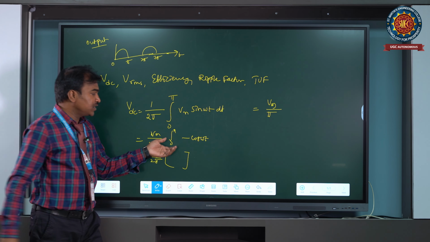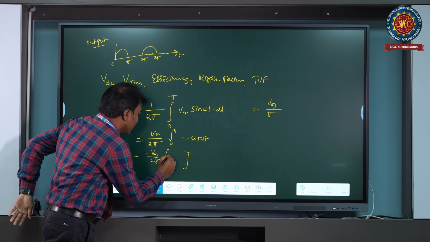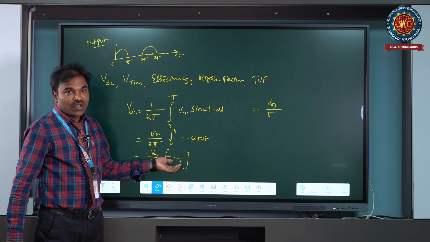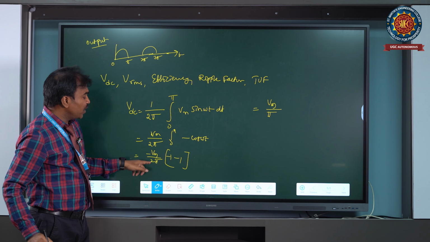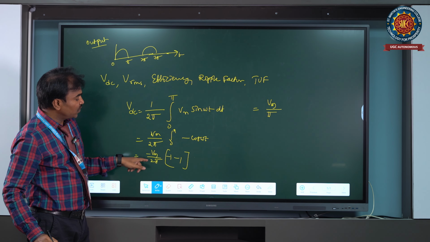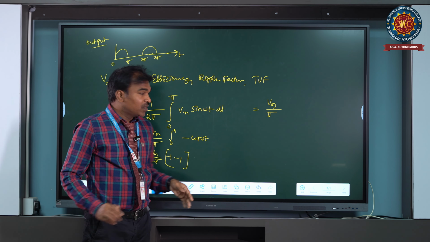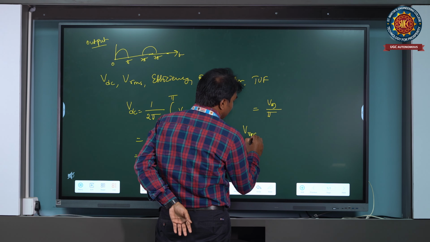After this, the next step: cos pi is minus 1, and cos 0 is 1. Whenever we simplify, minus into minus gives plus, Vm by 2 pi into 2, so the 2 will be cancelled. The final output is Vm by pi. Now coming to the VRMS, how to calculate the VRMS?